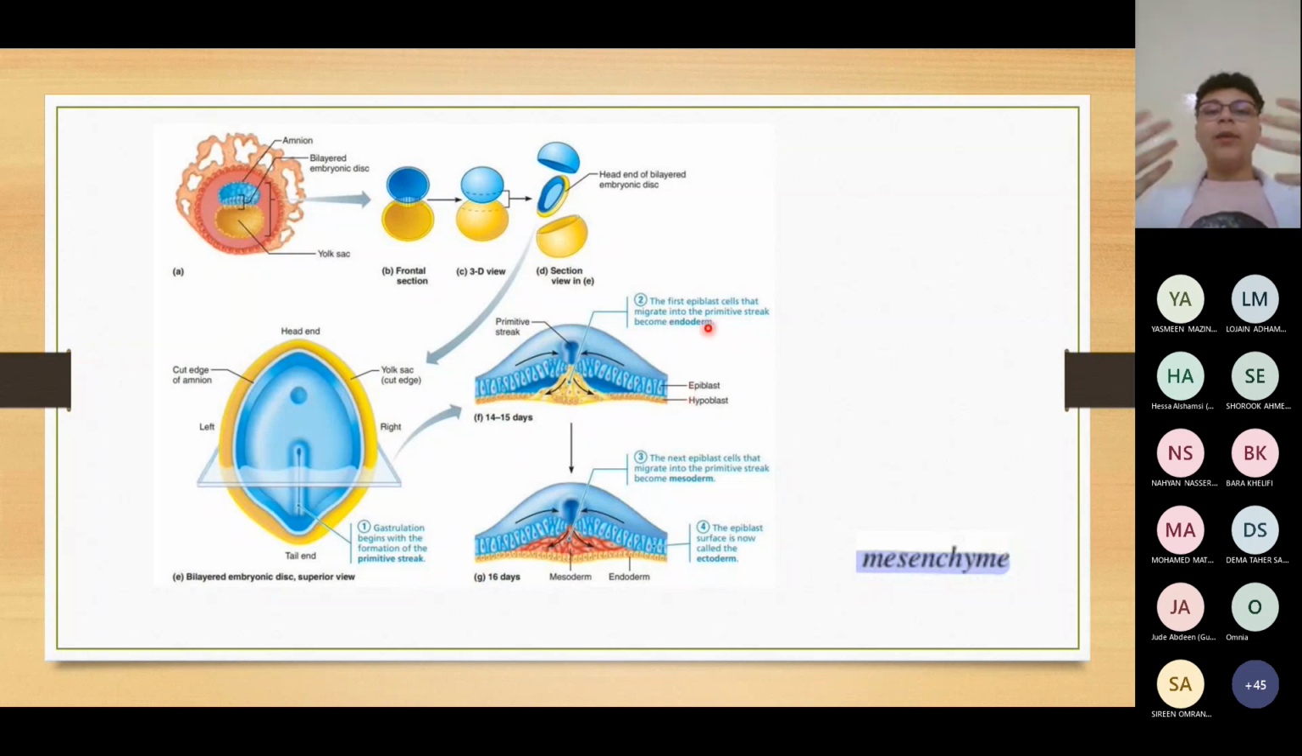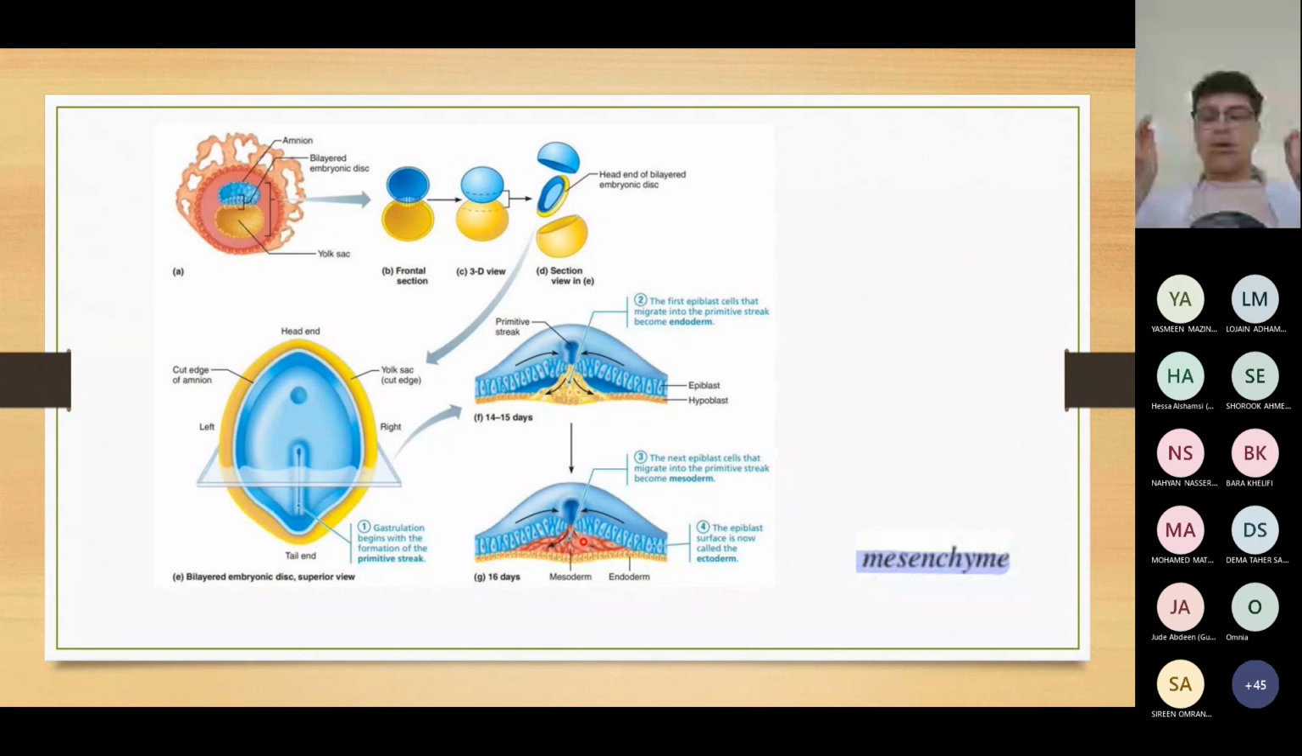What do we mean by endo? Endo means inside. That's why we call it endoderm. So the epiblast cells start entering through the primitive streak, displacing the hypoblast cells and making a new germ layer, the endoderm. More cells are going to start to enter, and now they're forming what we call the mesoderm. After that, some cells are going to be left outside, and we call them ectoderm. Ecto means outside, endo means inside. Did everyone understand this? Because it's really important.